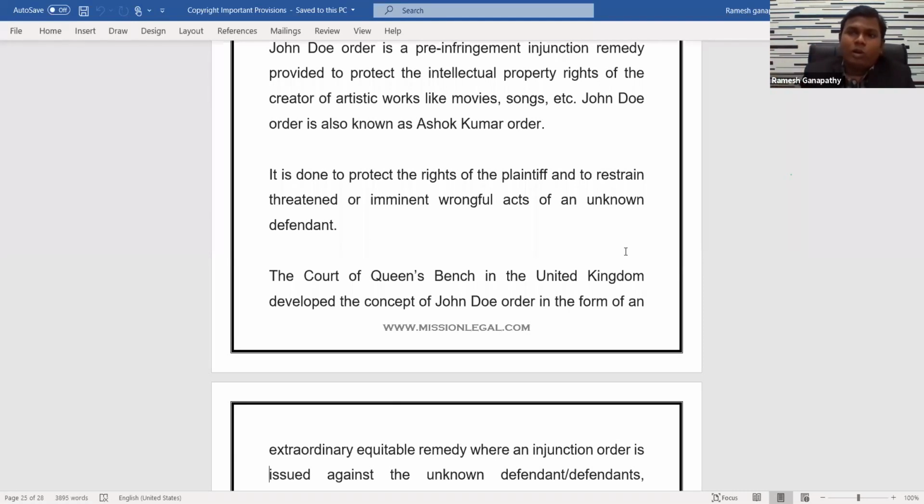But John Doe order is one step ahead, because in Anton-Pillar order, you know who the defendant is. But in John Doe order, you will not even know who the defendant is. The classic example is when you release a movie. It is a very recent trend in Tamil cinema and the whole of Indian cinema. We are in the age of internet, where even before the release of a movie, or immediately after the release, various websites are releasing the movie.